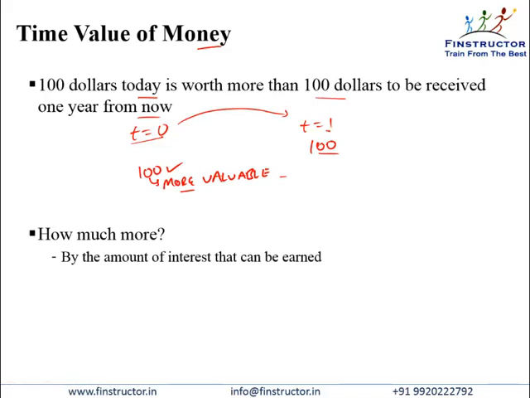So to answer the question, how much more is the value of the first $100? The answer would simply be the amount of interest, or to the extent of the interest that can be earned on the first $100. So remember that the interest rate R that can be earned over the period on money received earlier is called the time value of money. The higher the rate of interest, the higher the time value of money. The lower the rate of interest, the lower the time value of money.